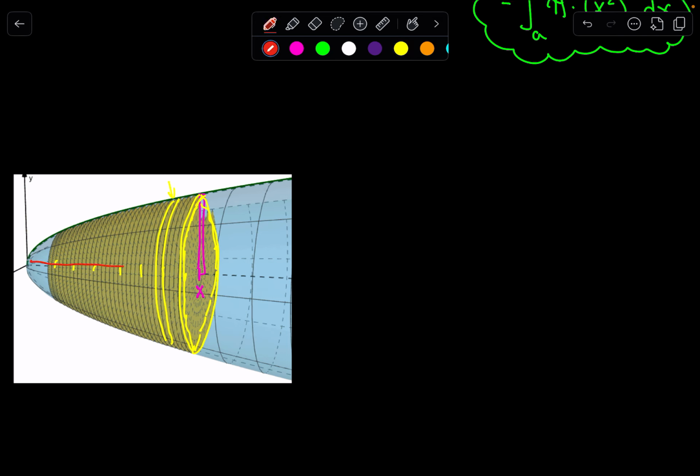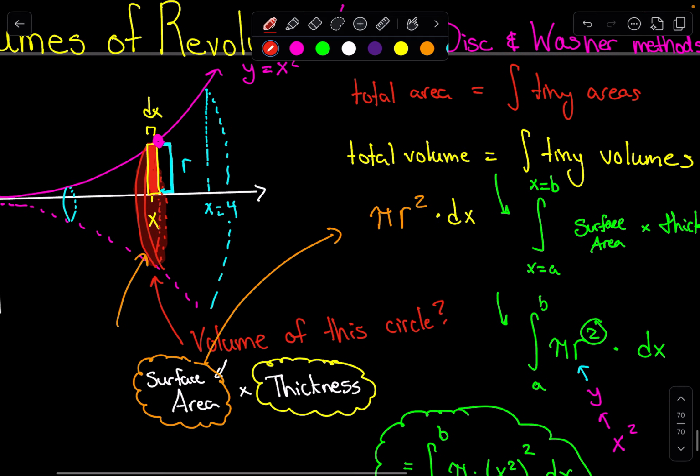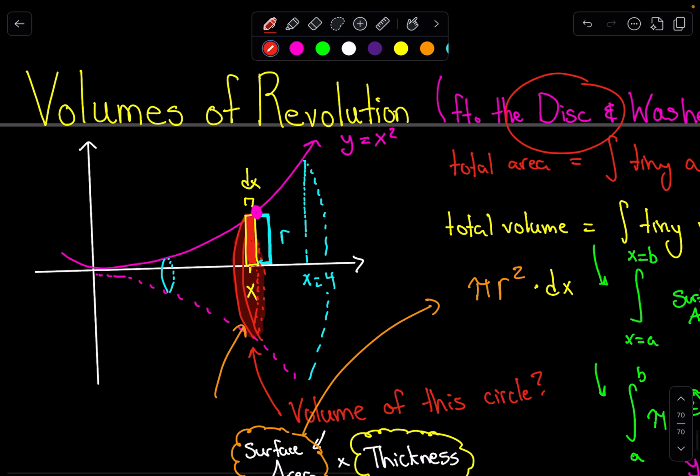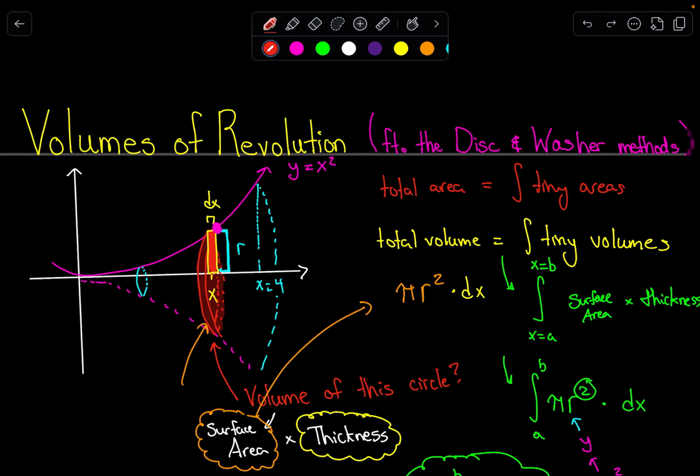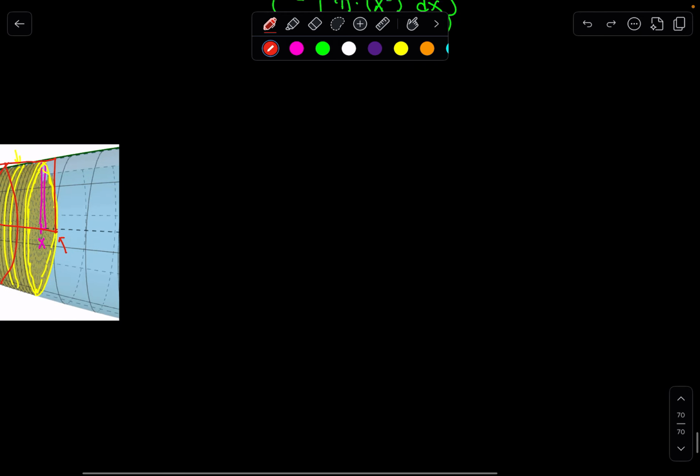When I take a single cross section like so, and I rotate it around the x-axis, this is the shape I'm going to get. And it's comprised of a bunch of little circles with a little bit of thickness, what we call discs. And that is the reason why this section is featuring what we call the disc method. So, for instance, let's do an actual example now.